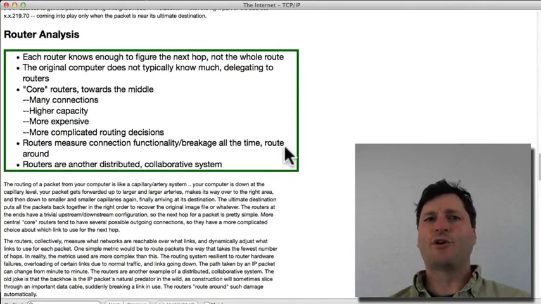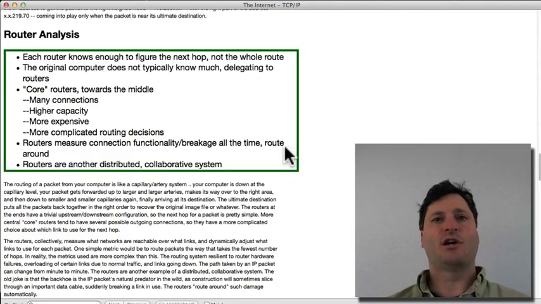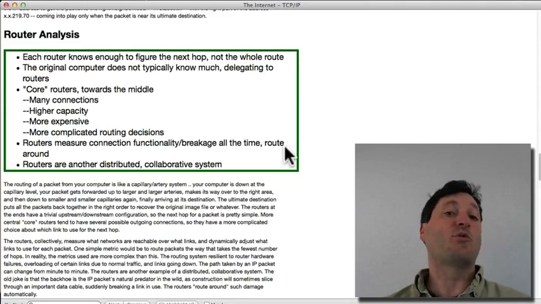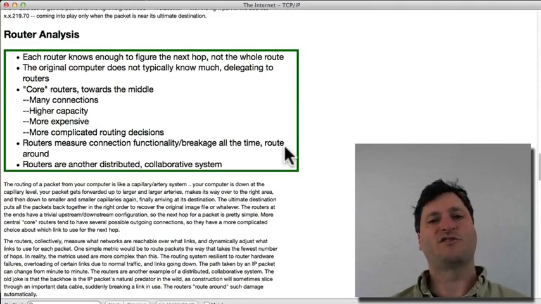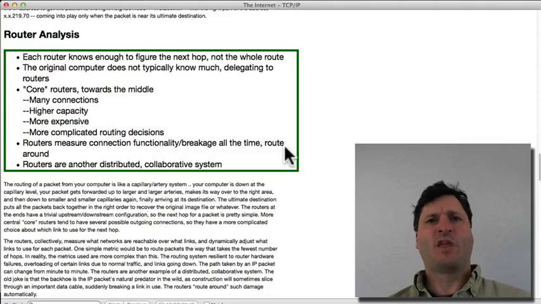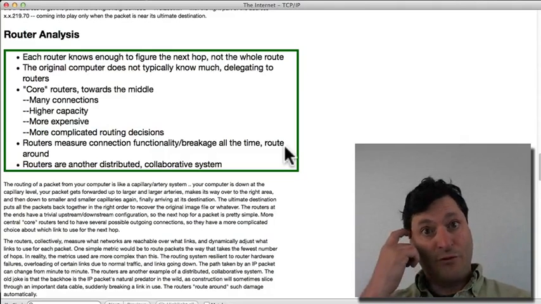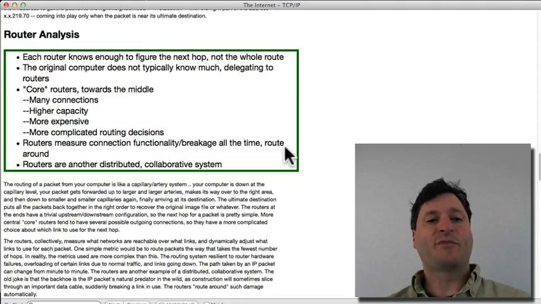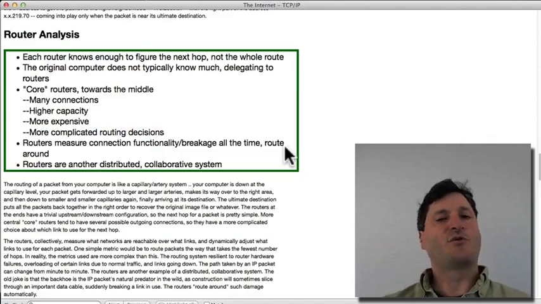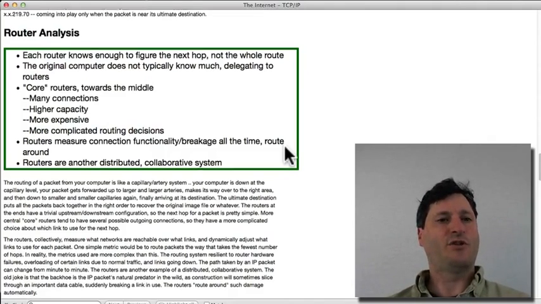I should mention that it's not that all the maps of which way things go are done statically. Instead, the routers are dynamic. They're always measuring which links are overloaded or which ones are functioning or not, and they will automatically route around breakage. So the whole system has a dynamic healing quality. As I mentioned earlier for Ethernet, routers are another example of a distributed collaborative system. They cooperate with each other, working all together to solve the routing problem for these packets.